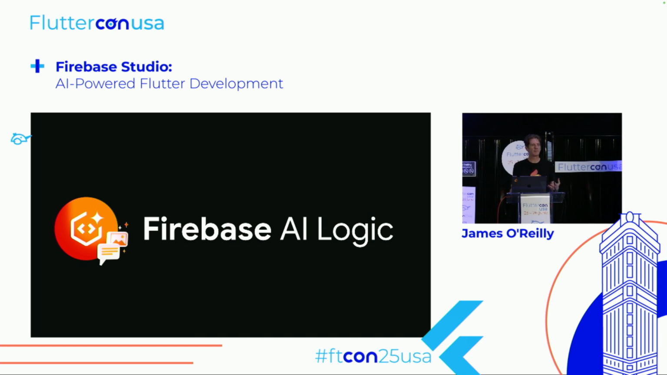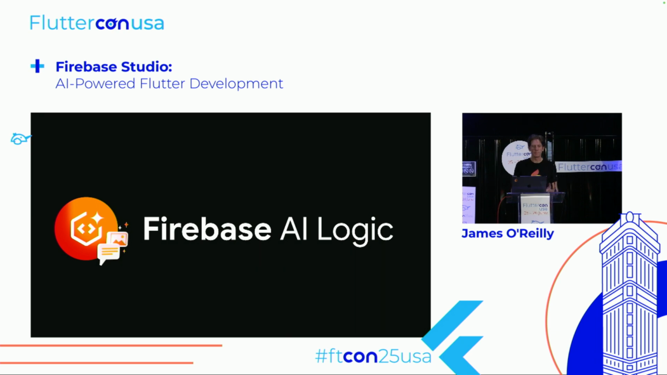Additionally, we have Firebase AI Logic. Now, Firebase AI Logic allows you to make these generative AI calls directly from your client SDK without needing to have a backend server to do it. And it does so securely.